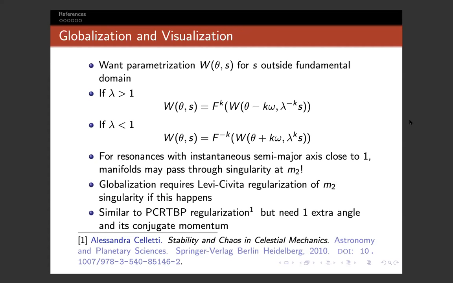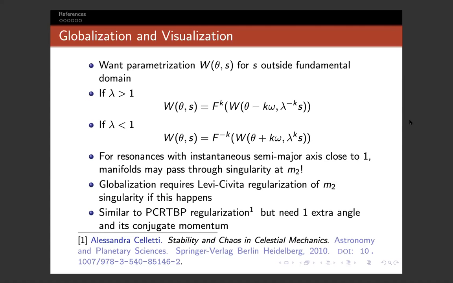So now, of course, we also want the parametrization values, the values of the manifold W of theta and S for S outside the fundamental domain. So just applying the equation that essentially defines the values of W of theta and S, we can use this formula here for lambda greater than 1, because what you do is essentially you choose k large enough so that lambda to the negative k times S is within the fundamental domain of the parametrization, evaluate the parametrization there, and then just apply the stroboscopic map F k times, which is just numerically integrating by k times the perturbation period. And then same thing if lambda is less than 1.